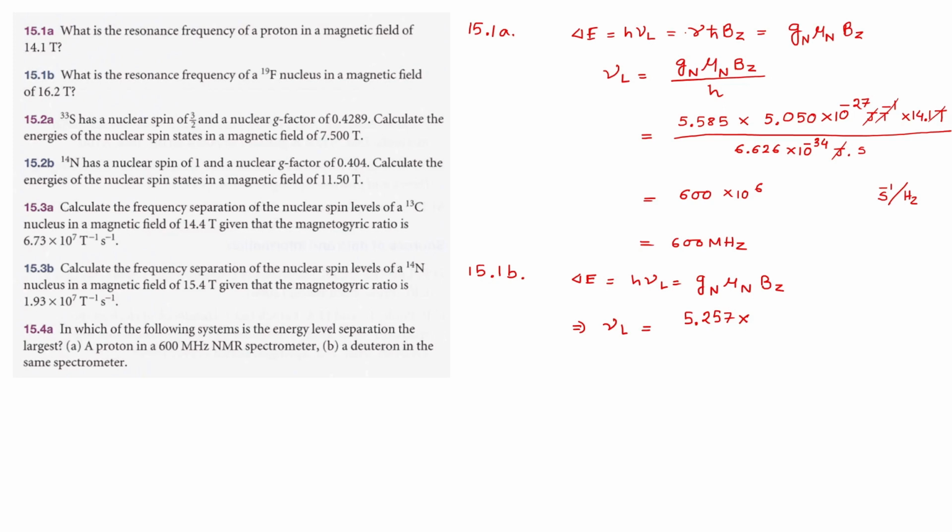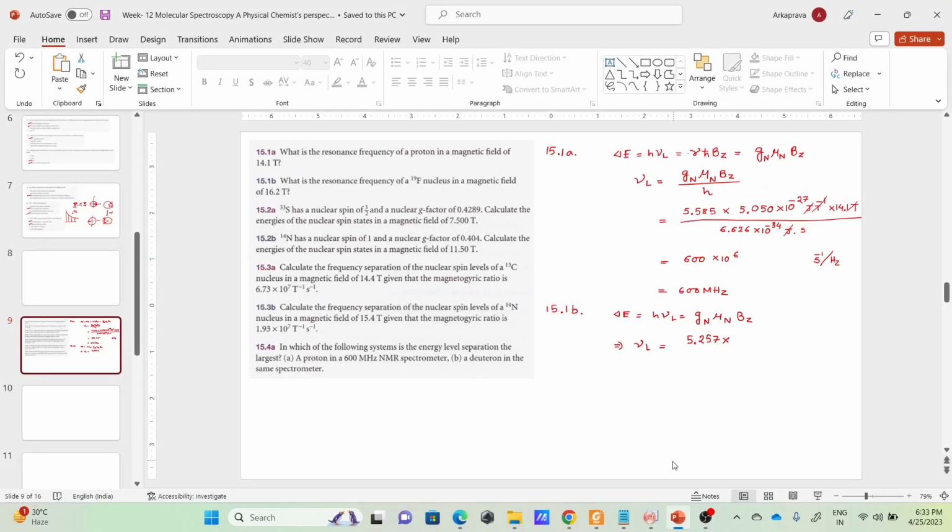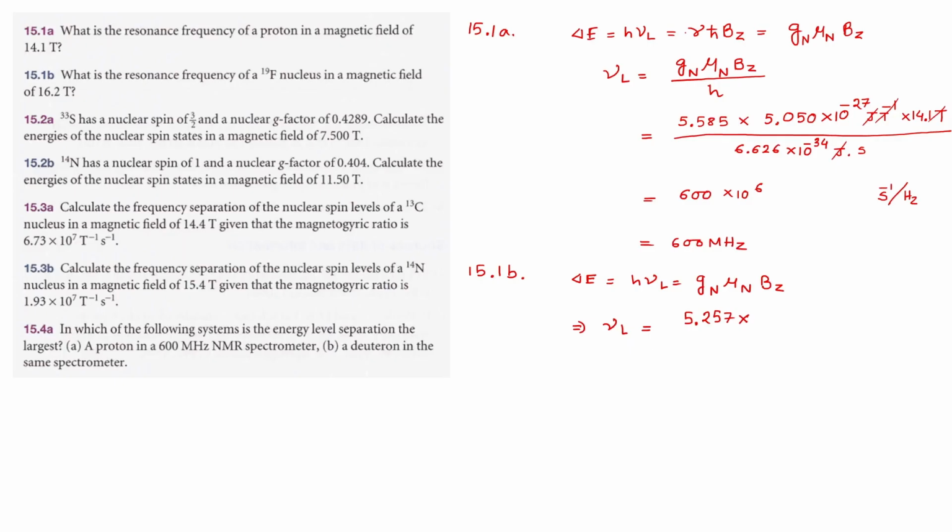Into your mu n, which was there in Wikipedia. Let us take that value. Is it correct? I think I'm making one mistake. The nuclear magneton is same for all, right? Because it is the mass of a proton. So nuclear magneton will be same for all. So this is a very bad mistake that I have done. I hope you understand what I am trying to say.